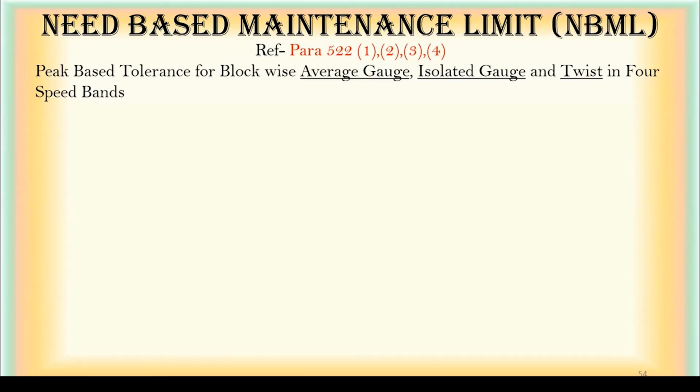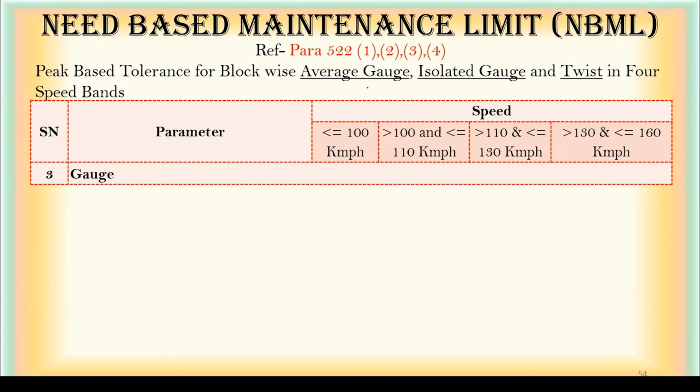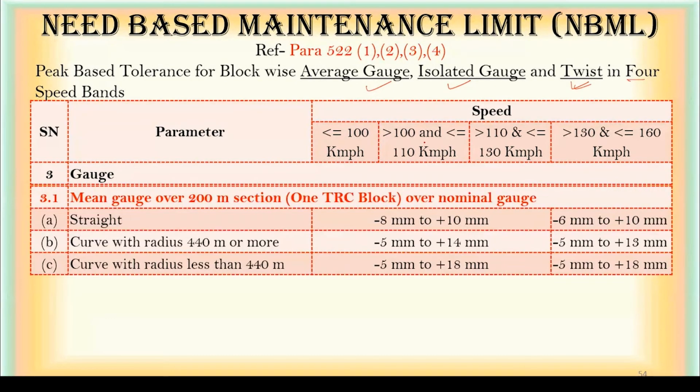So गेज एंड ट्विस्ट के लिए क्या दिया हुआ है, एवरेज गेज बताया है, आइसोलेटेड गेज का टॉलरेंस दिया और ट्विस्ट का टॉलरेंस दिया है. अगेन 4 स्पीड बैंड हैव बीन गिवन, but effectively it is not 4 speed band. For gauge it is generally 2 speed band only. We can see up to 130 same tolerance is given, up to 130 kmph same tolerance is given.